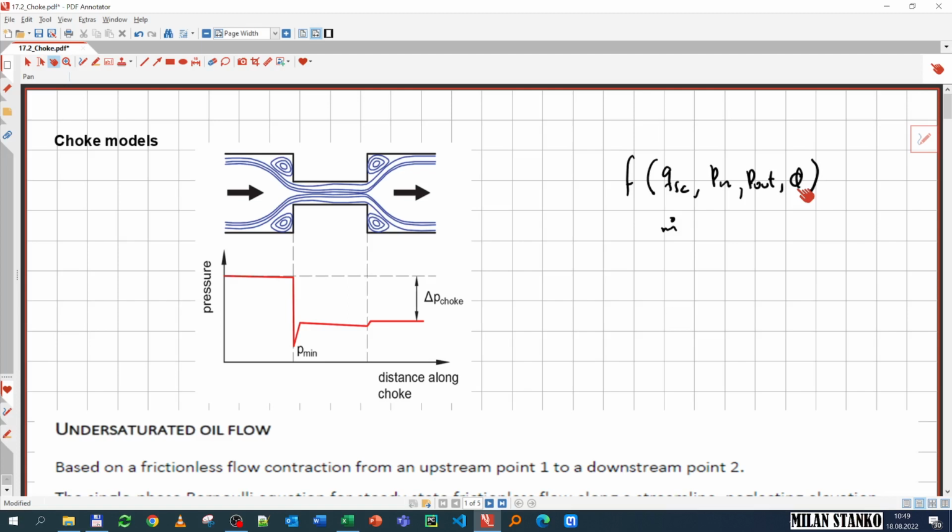Choke models, there are two types typically. They are empirical or data-based, and you have mechanistic models. In the empirical models, you have development of correlations based on data. You have some equation where you fit all the constants and coefficients with data. And you have the new generation of models that use more advanced statistical techniques, for example, machine learning, to try to learn from data and develop this relationship.